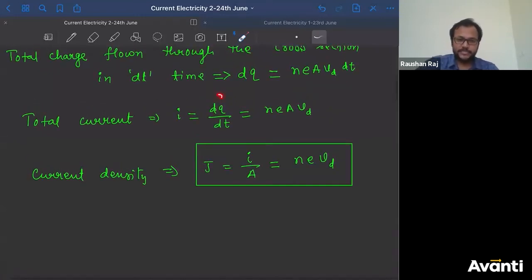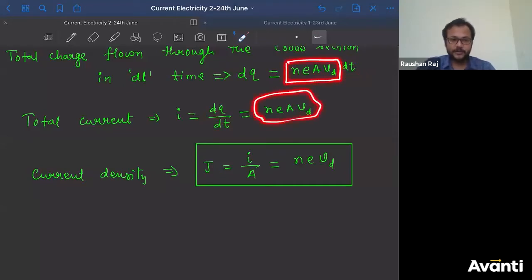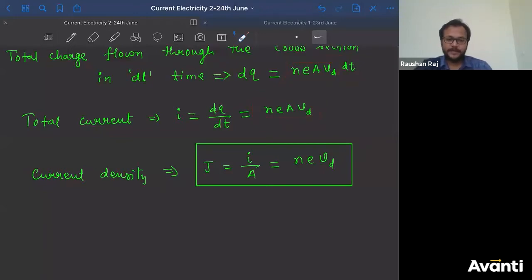Total current is nothing but charge by time. Total current is nothing but the total charge flown divided by the total time taken. What is the total charge that has flown? This is the total charge that has flown. Divided by what is the time taken? dt. So this dt and dt will get cancelled now, and I'll be left with n e vd only. Got it? Current is the rate of flow of charge. So the charge flown through the cross section is this one in time dt, so charge by time will be the current here. Got it? Please respond.